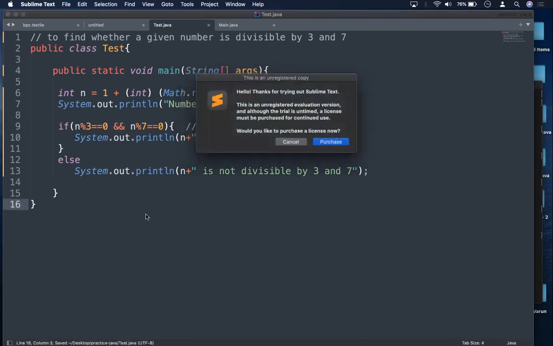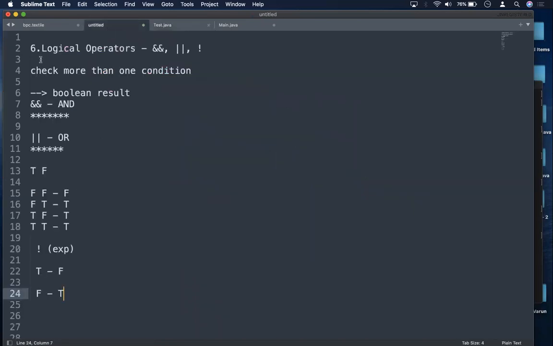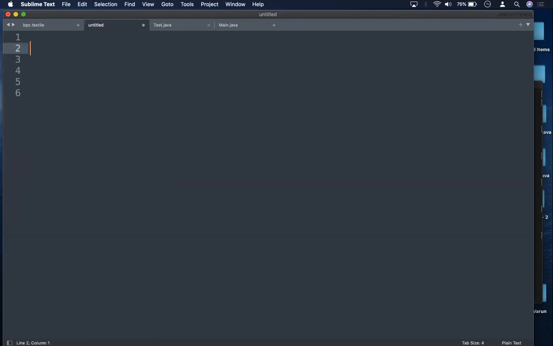Okay, so this is about the logical operators, and let's move to the bitwise operators. The seventh one and the last one that we are going to discuss as part of the operators is bitwise operators. Yeah, so what are all the bitwise operators we have?